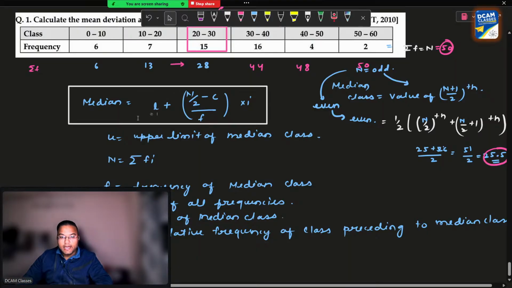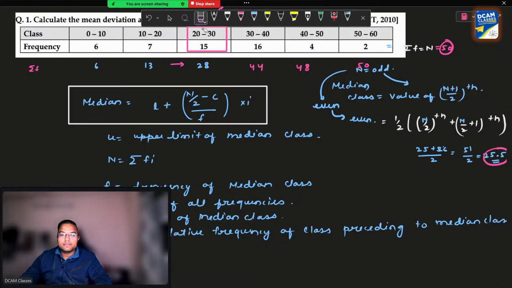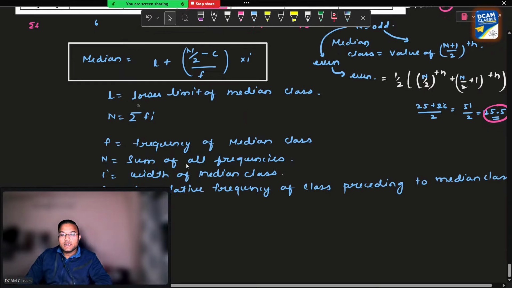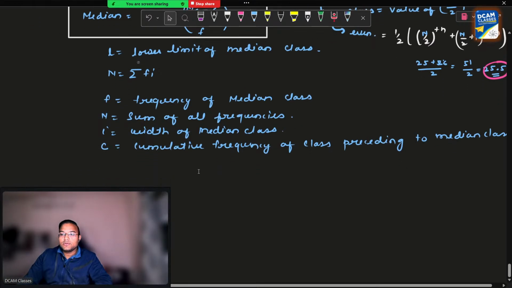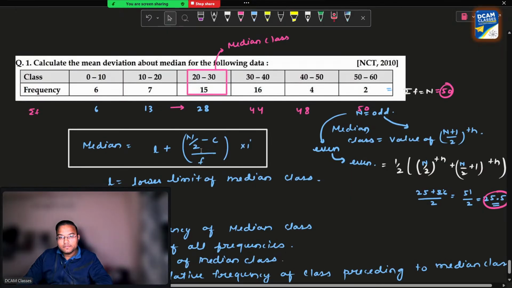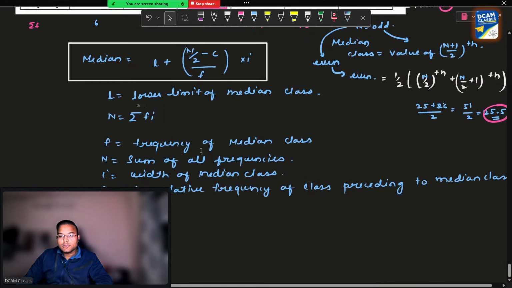Here L will come, which is the lower limit. N is correct. F is the frequency of the median class. N is the sum of all frequencies, and C is the cumulative frequency of the class preceding the median class. The rest are all the same.